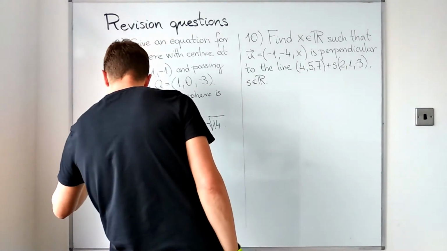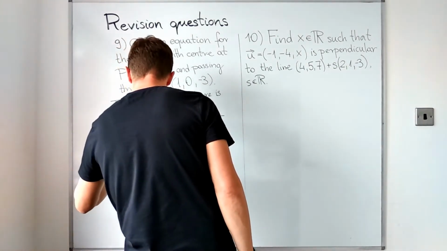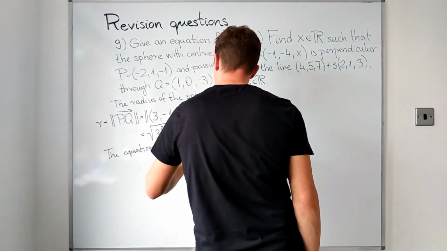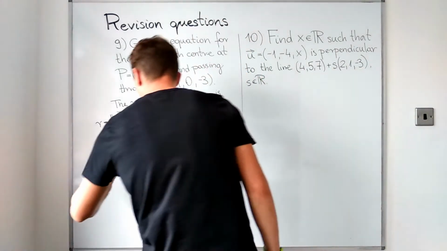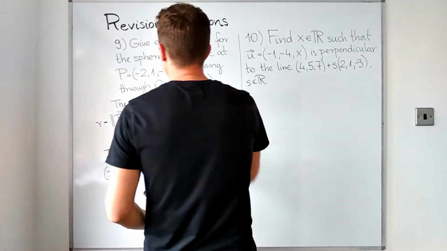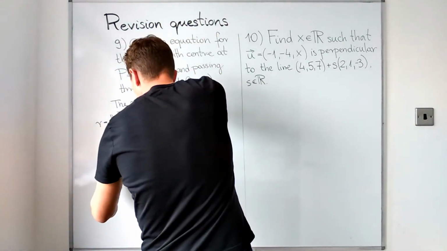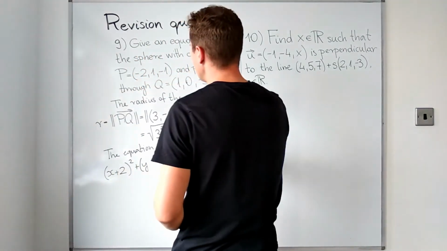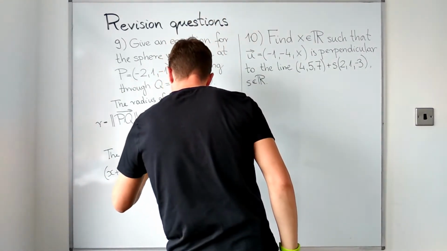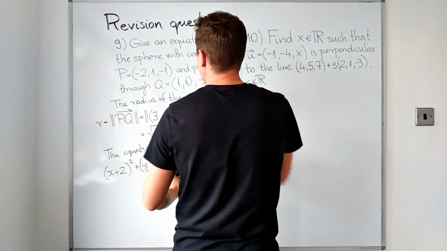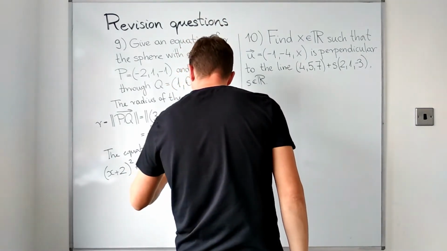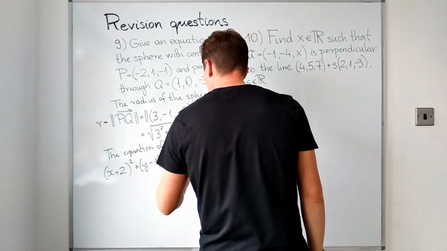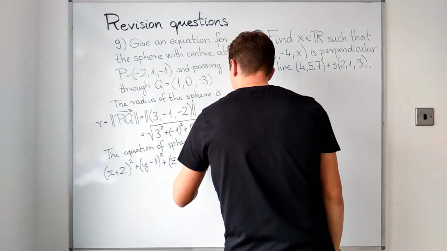Now the equation of the sphere then can be written as x minus the first coordinate of the center, which is -2, so x minus -2, that's x plus 2 squared, plus y minus the second coordinate of the center, that's 1, so y minus 1 squared, plus z minus the third coordinate of the center, which is -1, so z plus 1 is what we have to square, equals the radius squared, and that is 14.